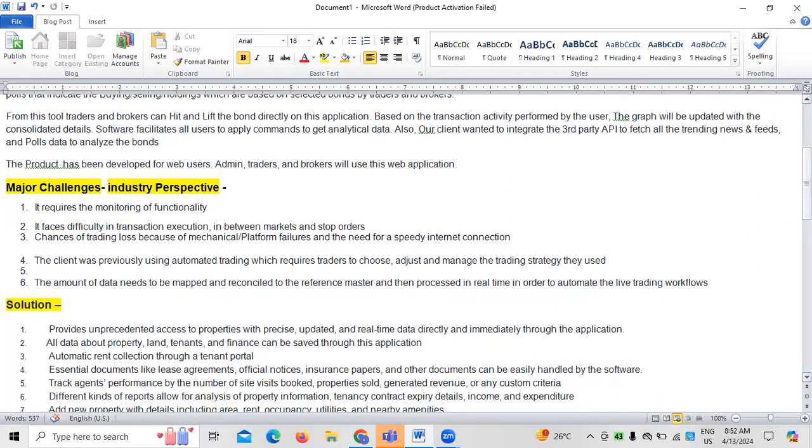Next, customers were previously using some automated trading, which requires traders to choose, adjust and manage the trading strategy they used. At the same time, there is the amount of data which needs to be mapped and reconciled to the reference, and then processed into real-time orders to automate the live trading workflow. So all these things are the challenges from the industry perspective, based on the observation made.